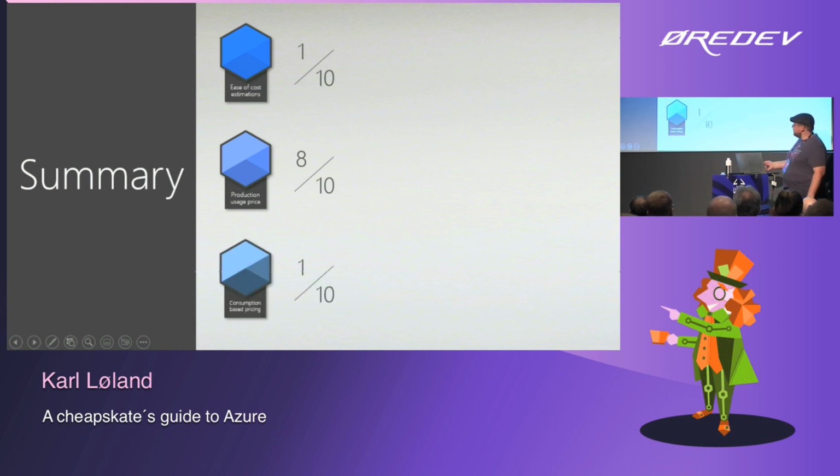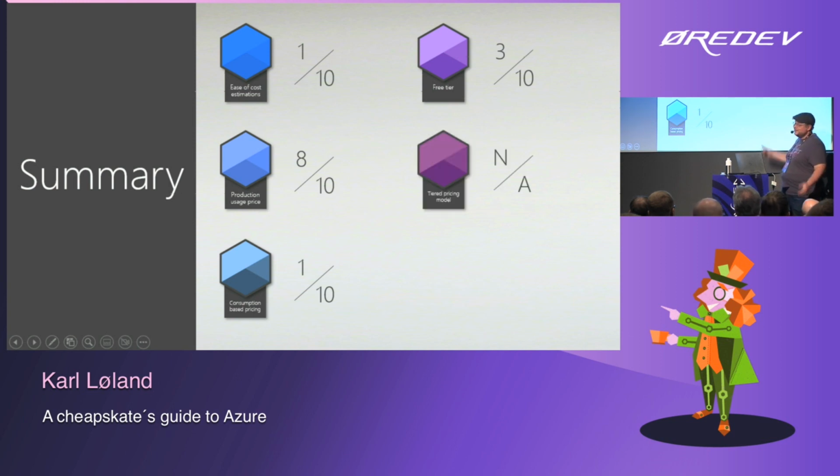For consumption-based pricing, I also have to flunk it. The reason for this is that it's not very accessible and it's very limited in its use. It does not have any free tier pricing model, so that is not applicable. And is it a good product? Well, I say yes, but it has a bit too many of those bells and whistles for me to give it a top score.